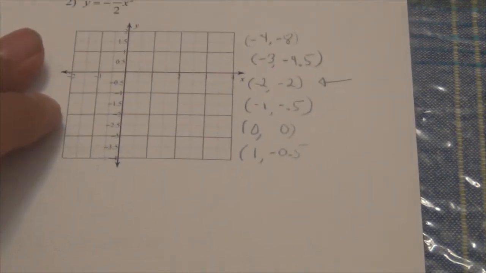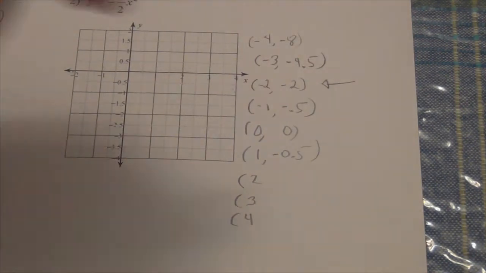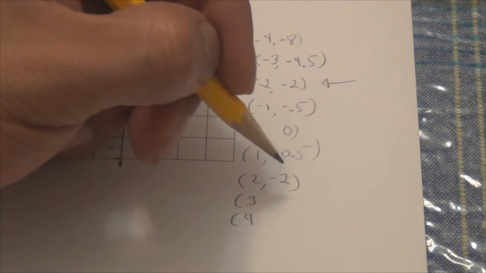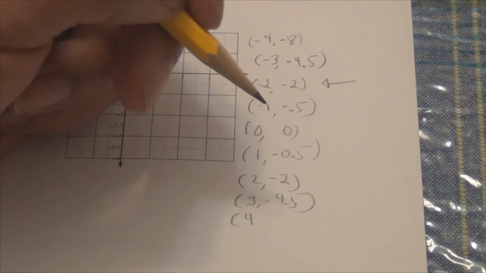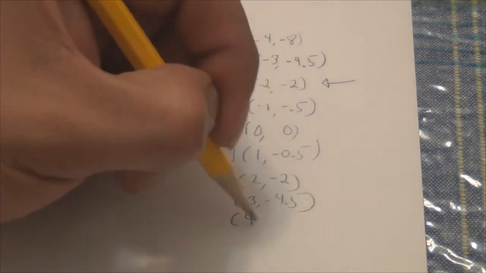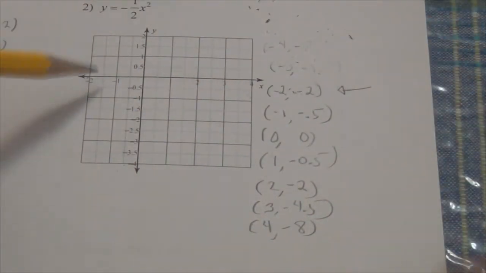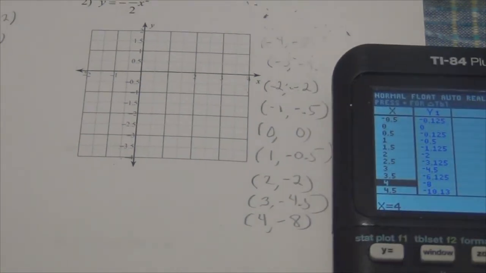So let's see now. 2, 3, and 4. 2, negative 2. 3, negative 4.5. And 4, negative 8. But I should have known the values start repeating. So yes, I'm so sorry, I made a mistake. These points don't count because the lowest value I have for x is negative 2. So you gotta look at your graph. You gotta be more careful. I'm sorry for my mistake.